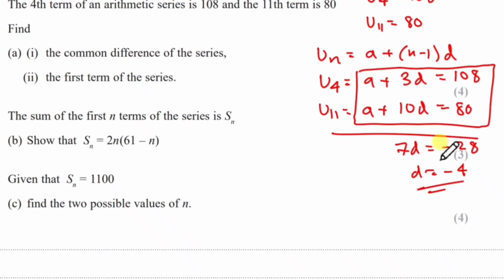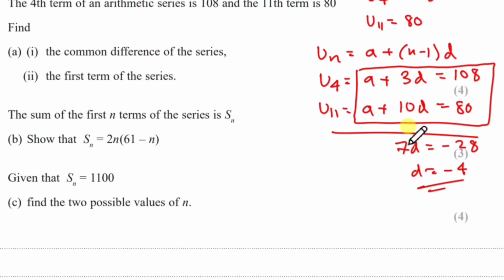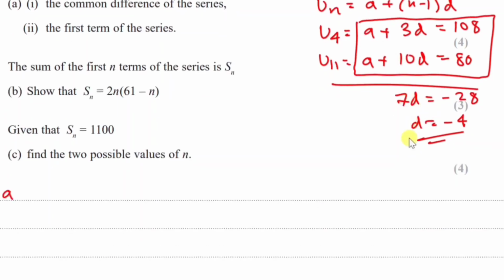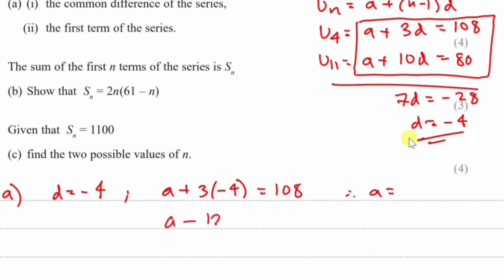And now to get a, well, just plug in minus 4 back into either one of these equations, yeah? So part a, you've got d is minus 4. And then if we substitute to the first one, a plus 3 times minus 4 equals 108. And then make a the subject, yeah? So you're going to have a, so 3 times minus 4 is minus 12, equals 108. a equals 120. Cool, so the very first term, U1, or a, is 120.